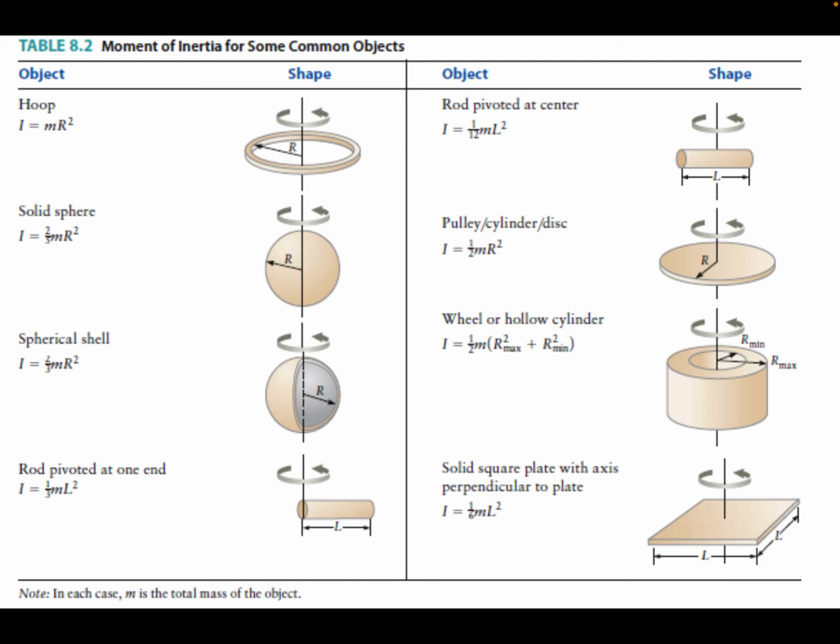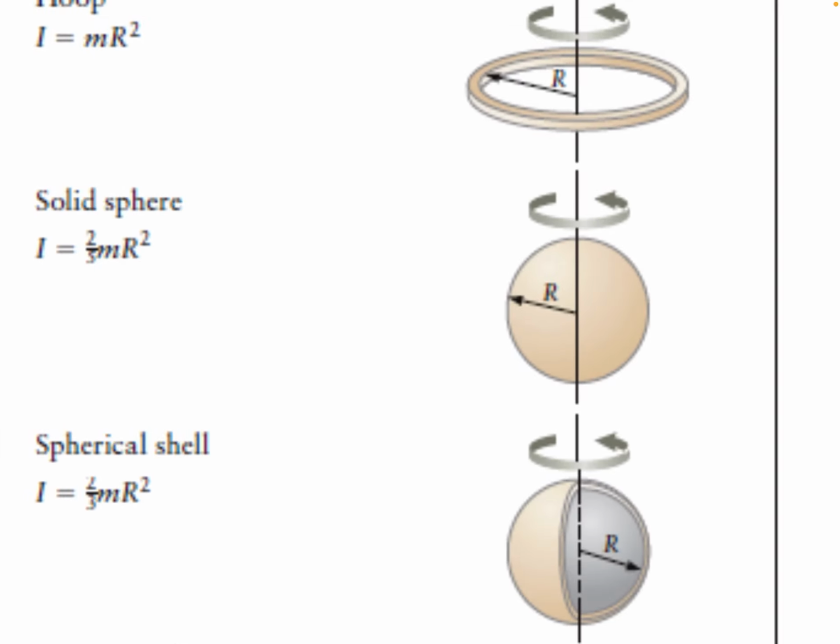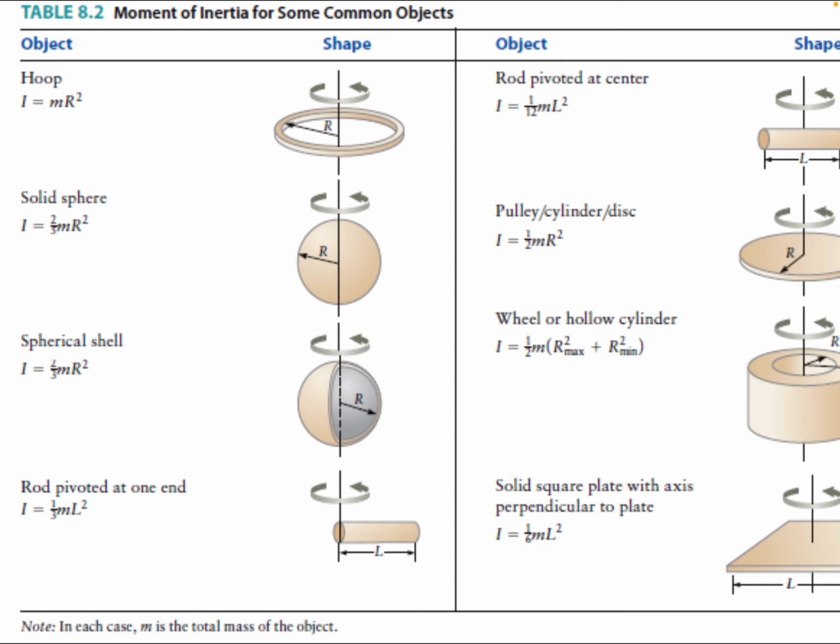And so we've got some basic shapes here. Like a hula hoop, if it's rotating around an axis that goes through the center of the hula hoop, has a formula mr squared. A solid sphere has a formula of 2/5 mr squared. Not sure how easy that is to read. A spherical shell, that is a hollow ball, like a basketball or a soccer ball.